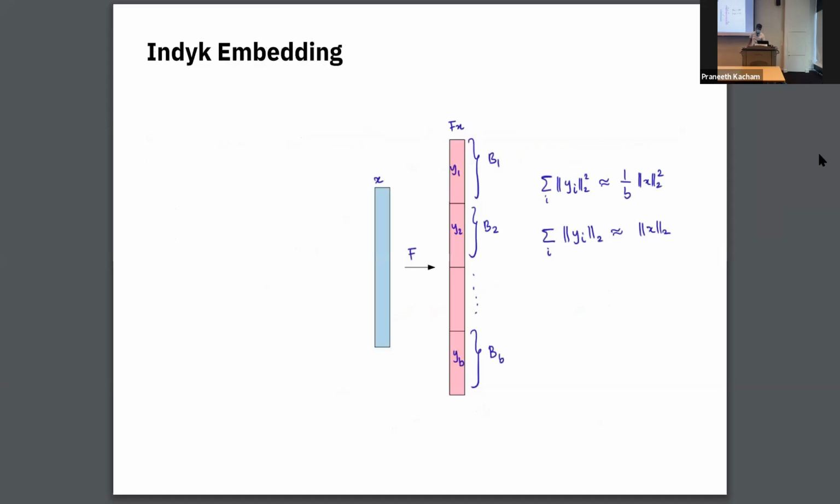So I have a picture to make it clear. You start with a vector x, f maps it to a larger vector fx, which is divided into b buckets. Now x is mapped to, say, this large vector with y1 through yb. Each bucket corresponds to a vector yi. Then if you add up the squared norms of these yi's, you will get 1 over b times the squared norm of x. And if you add up just the Euclidean norms of these buckets, you will get the Euclidean norm of the original vector. Right.